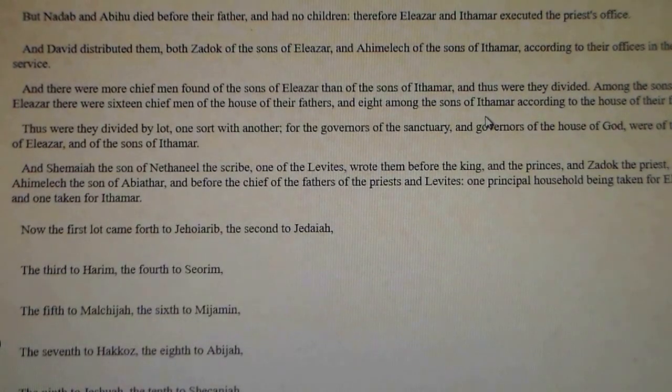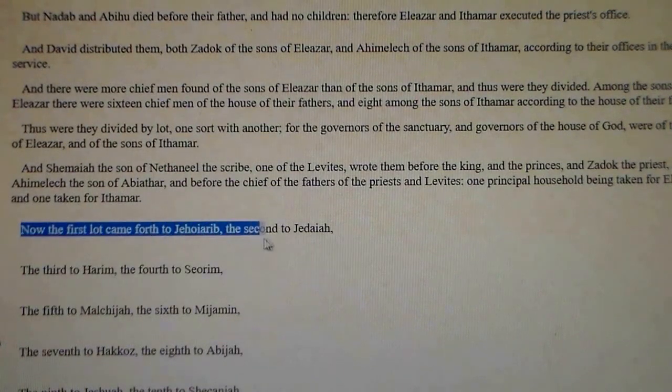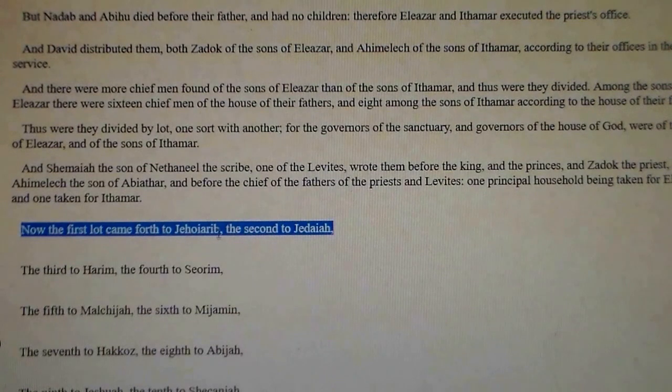The first initiation of the courses will fall by the lot of Jehoiarib, right? It says right here, and now the first lot came forth to Jehoiarib, meaning that Jehoiarib would start the priestly course. He would be there from Saturday to Saturday, and the second Saturday of that week of the priestly courses would fall to Jedaiah. So Jedaiah will be there another week, from Saturday to Saturday.